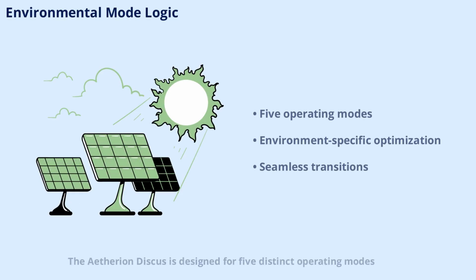The Aetherion Discus is designed for 5 distinct operating modes: sea, lake, land, sky, and upper atmosphere. Each mode optimizes the craft's systems for the specific environment. For example, sea mode emphasizes hydrodynamic smoothing and acoustic damping, while sky mode focuses on drag suppression and omnidirectional flight. The mode selector ensures seamless transitions, allowing the same vehicle body to excel across multiple domains.